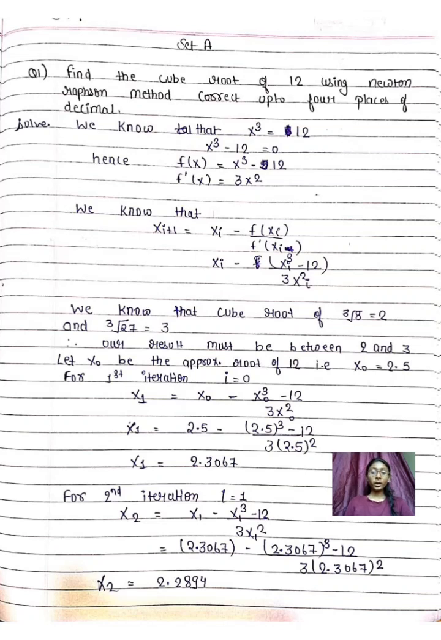Today I will solve my first internal question paper of set A. Question number 1 is: find the cube root of 12 using the Newton-Raphson method, correct up to 4 places of decimal.